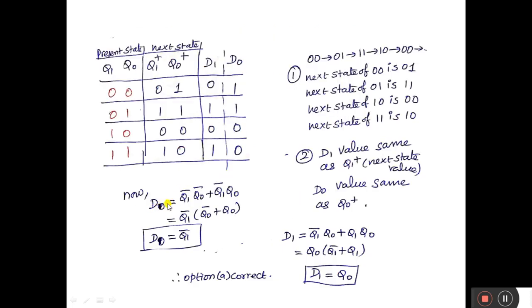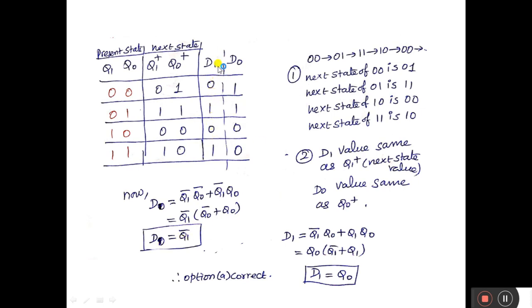The expression for D0 now, here 0, 1, 0, 1. I can take wherever 1 is present. For D0, the outputs are 1, 1, 0, 0. For the D0 expression, the 1s present here correspond to Q1 bar and Q0 bar, plus Q1 bar and Q0. Here the common term is Q1 bar, so I can take it out. Now Q0 bar plus Q0 becomes 1. So now D0 equals Q1 bar.